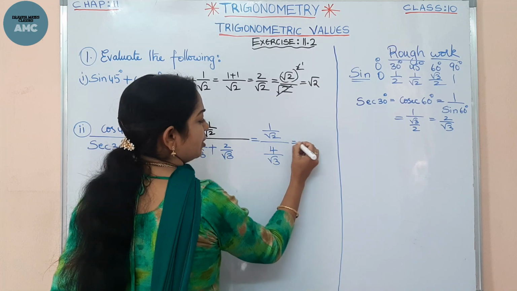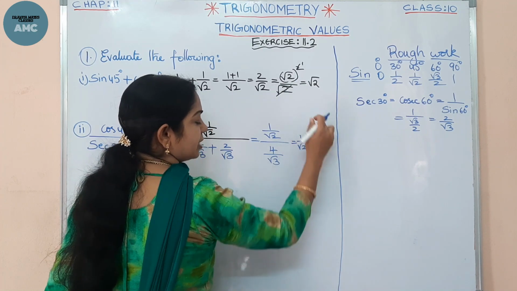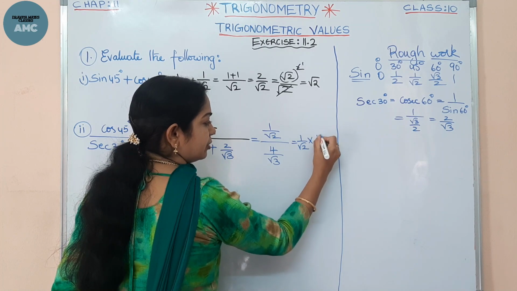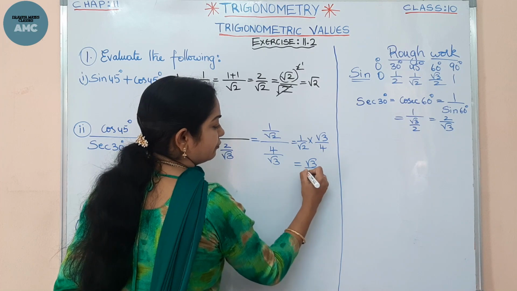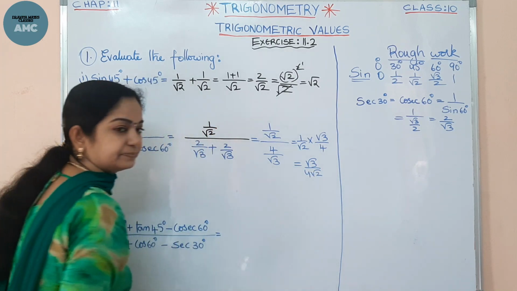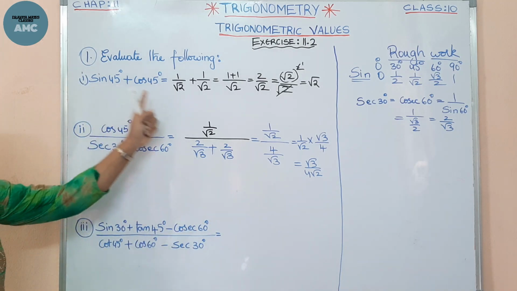Now this becomes 1 by root 2 into, if you bring this to the upper part, it becomes a reciprocal, root 3 by 4. So the value is root 3 by 4 root 2, simply. Okay, root 3 by 4 root 2 is the value of this.